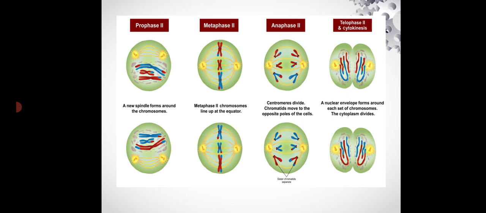Finally, see the picture. Prophase 2, a new spindle forms around the chromosomes. Metaphase 2, chromosomes line up at the equatorial plate. This plate is called the metaphase plate. The attached fibers are kinetochore fibers. Next, anaphase. Centromeres divide and chromatids move to the opposite poles of the cell. Next, final stage. A nuclear envelope forms around each set of chromosomes. The cytoplasm is divided into 4 haploid cells.